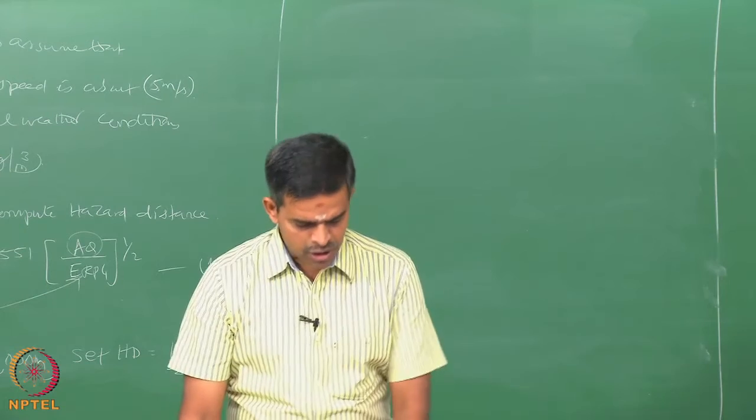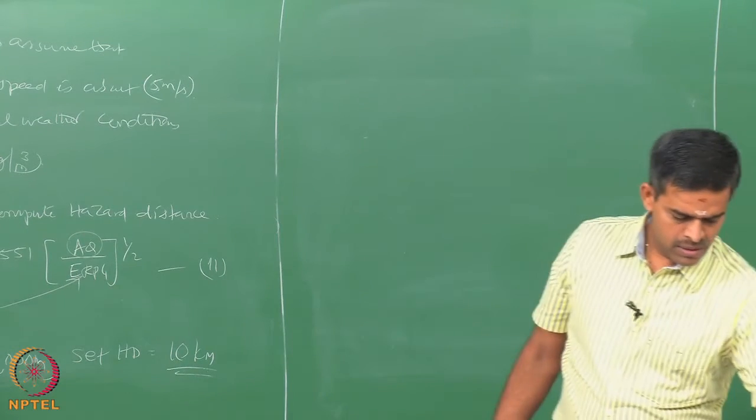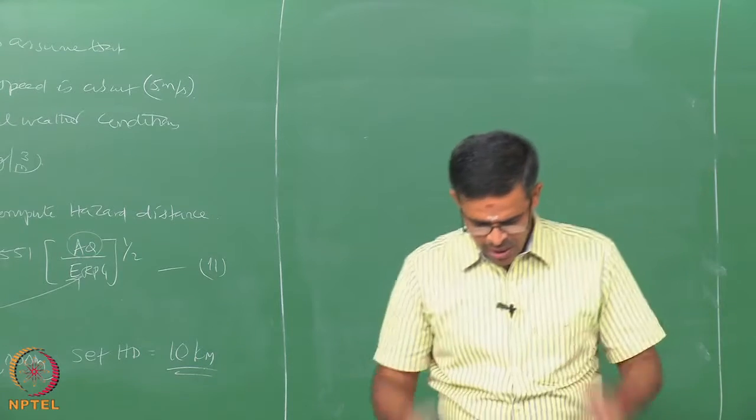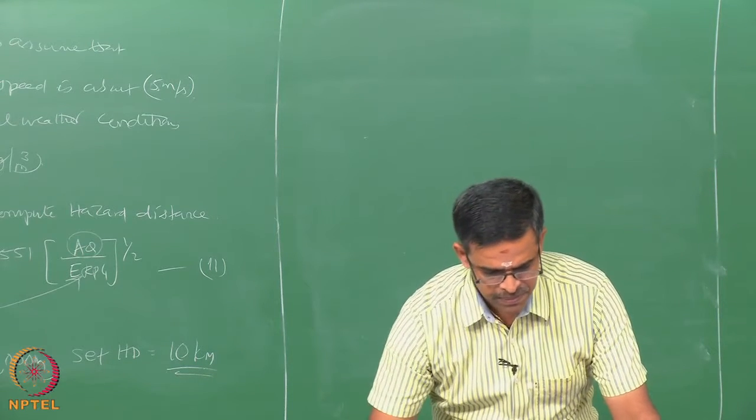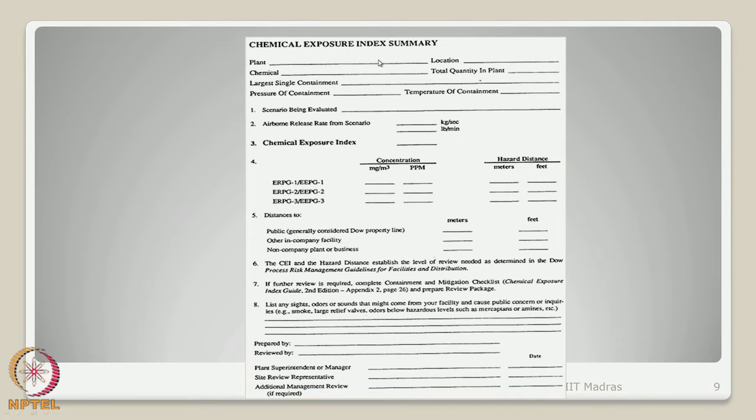Okay. So, once you compute the hazard distance for different ERPG concentrations, one should then prepare a summary sheet. A typical summary sheet is shown on the screen now. Please look at the data sheet shown on the screen. This is called the chemical exposure summary sheet. You have to enter the name of the plant, the location of the plant, and indicate the chemical for which you are doing the CA study. Also enter the total quantity of this chemical present in the plant. Identify the single largest containment which has this chemical stored in the plant. Note down the operating temperature and the operating pressure of the containment here. Try to see what scenario you are going to evaluate.